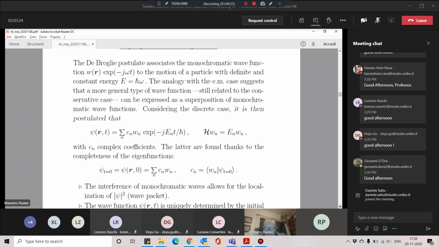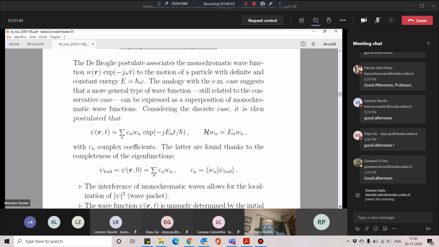Conclusion, now we really stop because it is 5:30. In order to know the coefficient C sub n, we must know the function psi at t equal to 0. So we must know the initial condition of the problem.